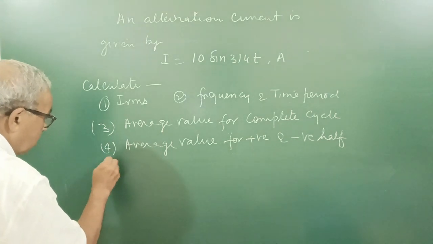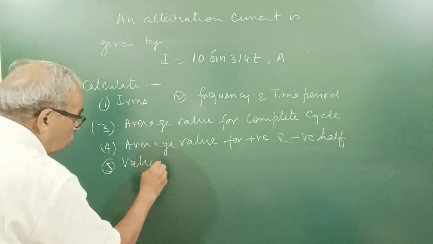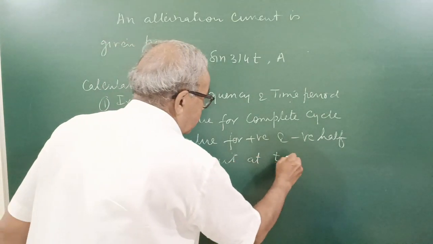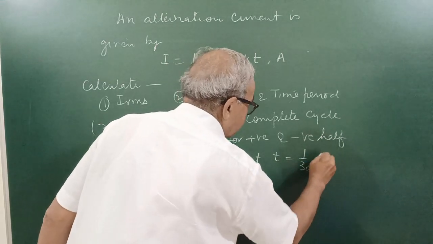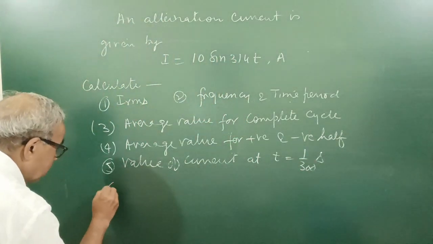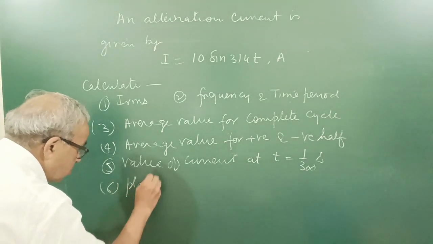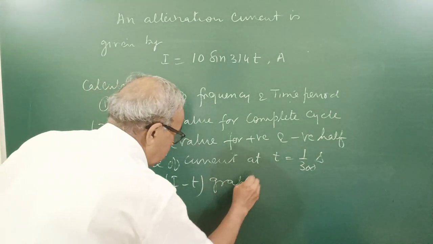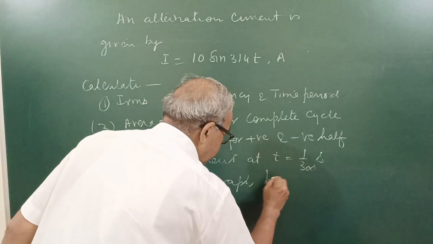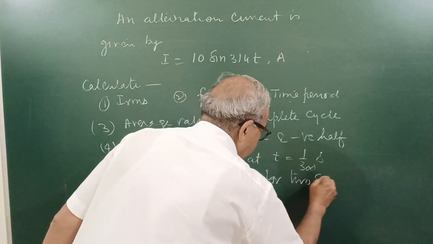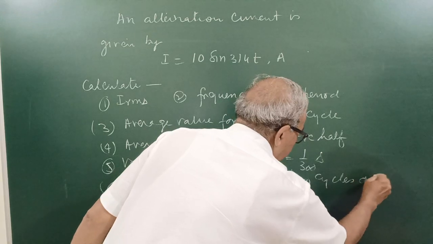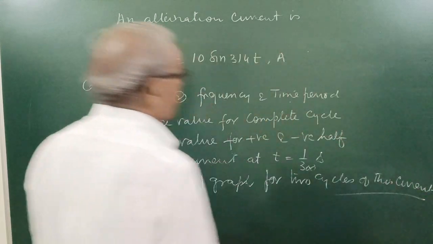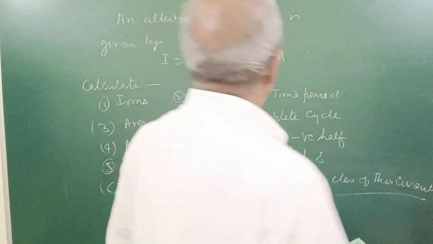Number 5, value of current at t equal to 1 upon 300 second, and then 6th, plot the I-T graph for 2 cycles of this current. You have got the question clearly.